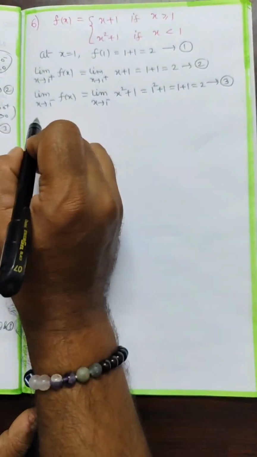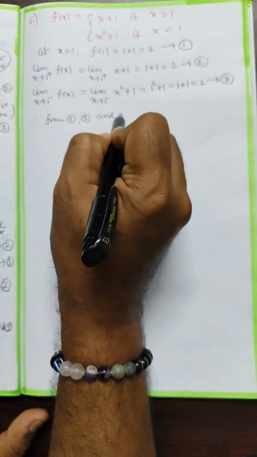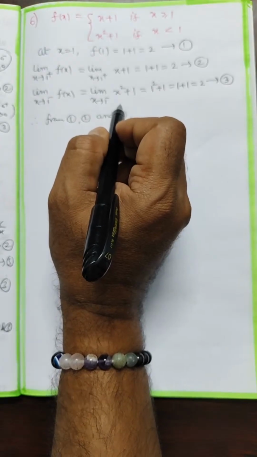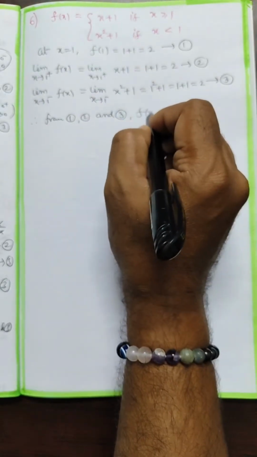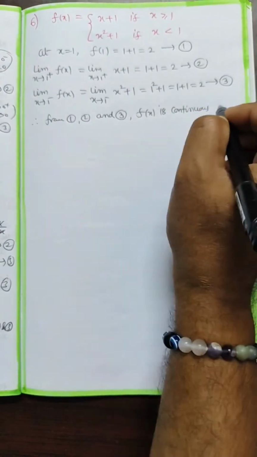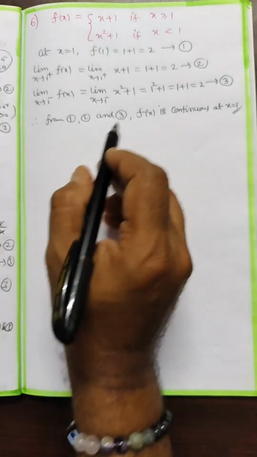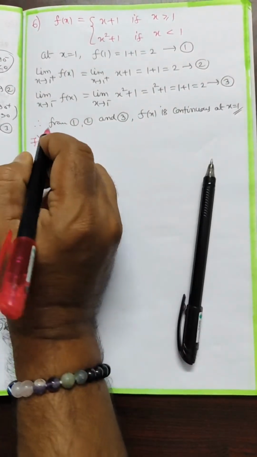Equation number 3. So from 1, 2 and 3, we conclude that f of x is continuous at x is equal to 1. That means no points of discontinuity. There is no chance for discontinuity. Okay, dear students, I hope you understand. We'll move on to question number 7. What is that question number 7?